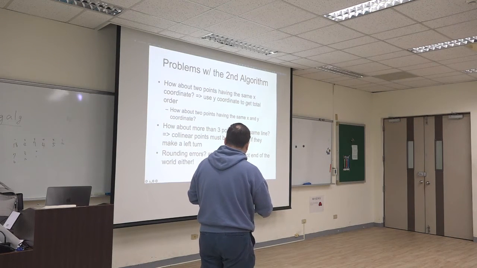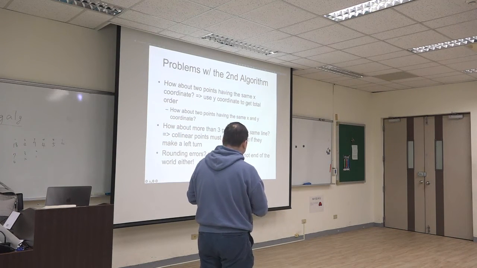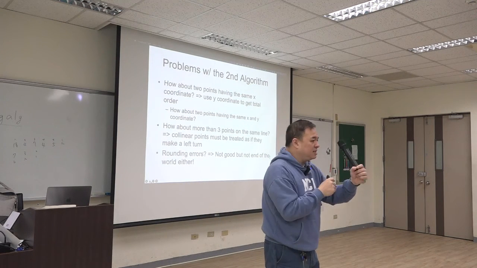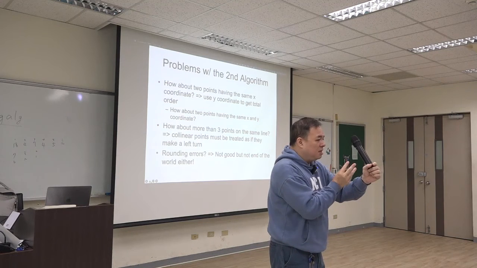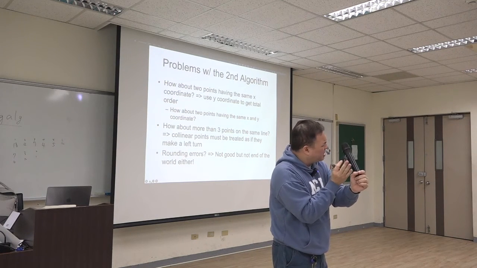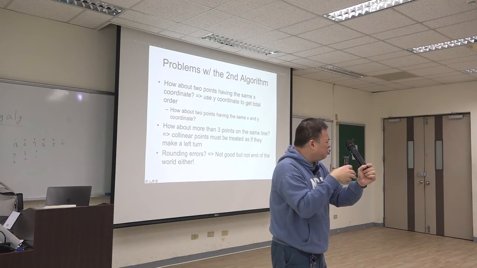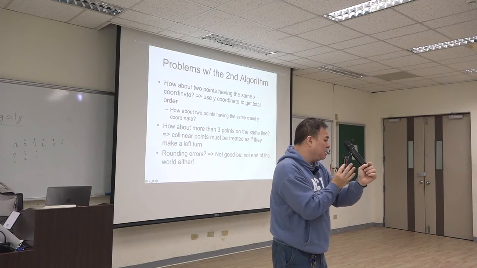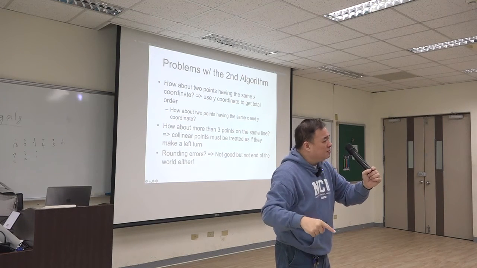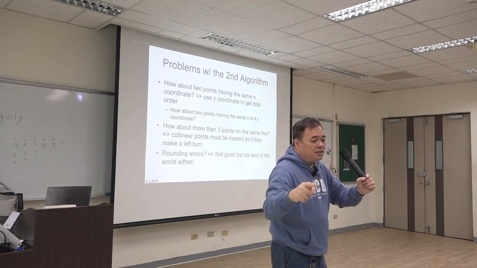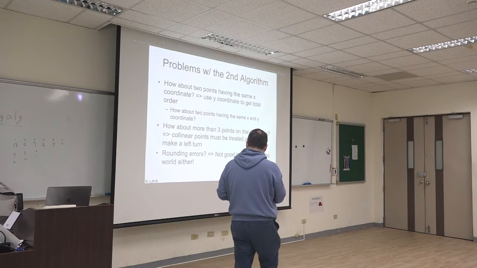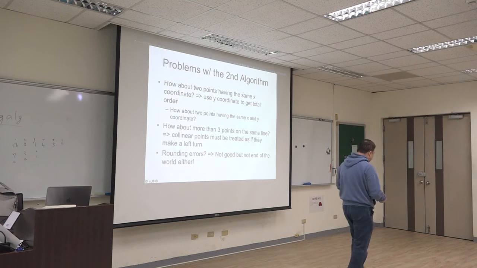And rounding error is not good, but not the end of the world either. Even though some points are collinear, or making a left turn, because of rounding error we treat them as making a right turn. Well, at least the result is going to be close to the correct answer, right? It's not going to be the end of the world. So this algorithm is much more robust.